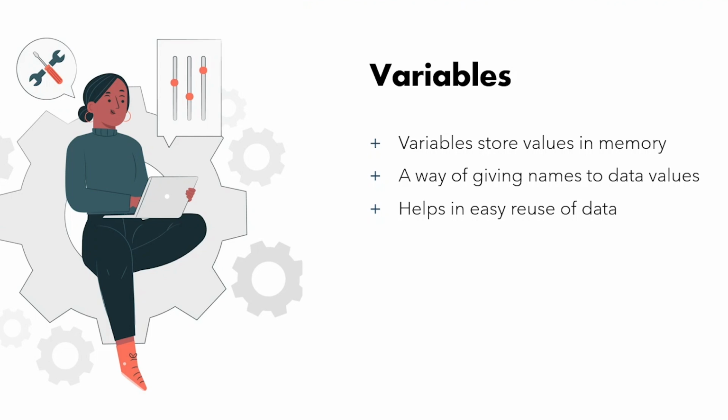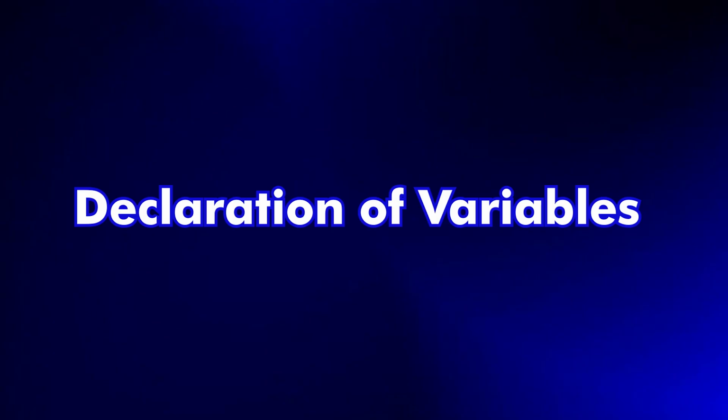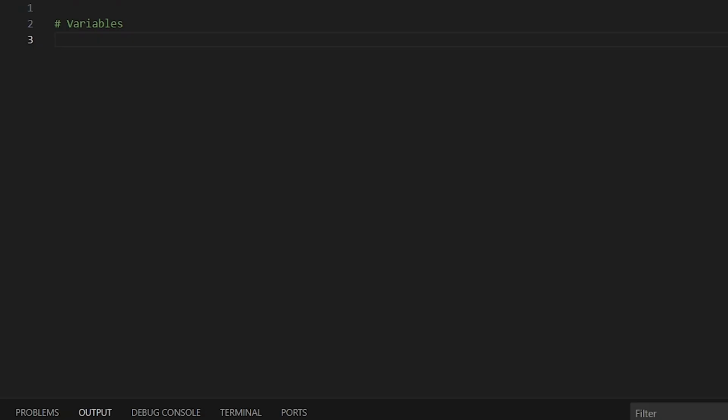A variable is like a container which is used to store data or values in our program. It is a way of giving names to values or data so that whenever you need those values or data, you can simply refer to them by the variable names. So we'll start by learning how to declare variables. To declare a variable, first you need to provide the name, and second you need to provide the value.